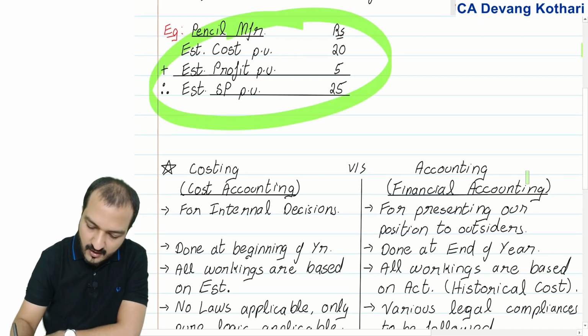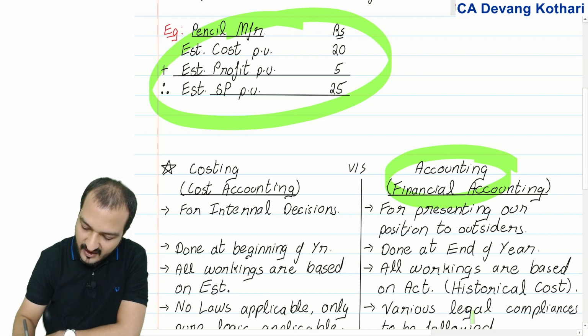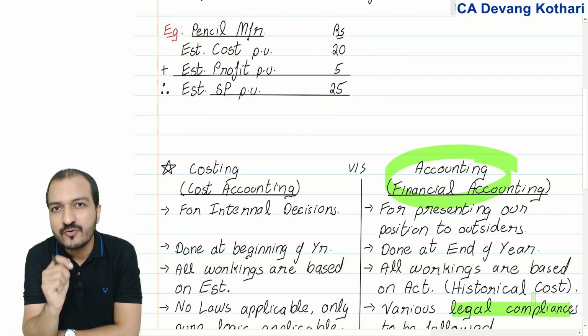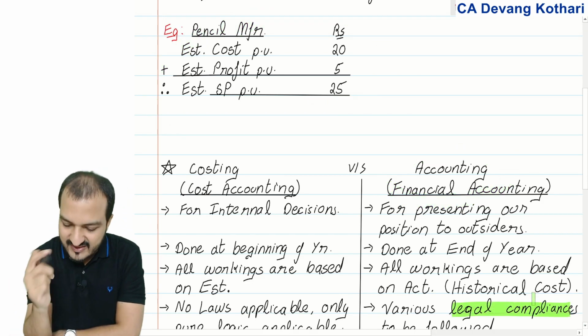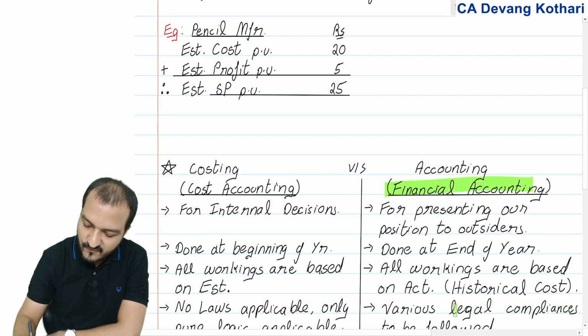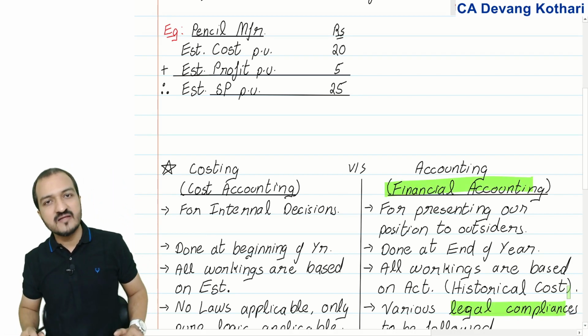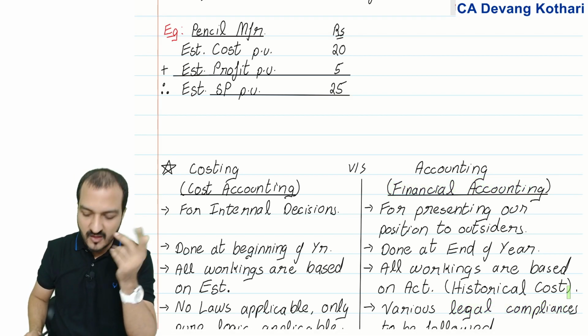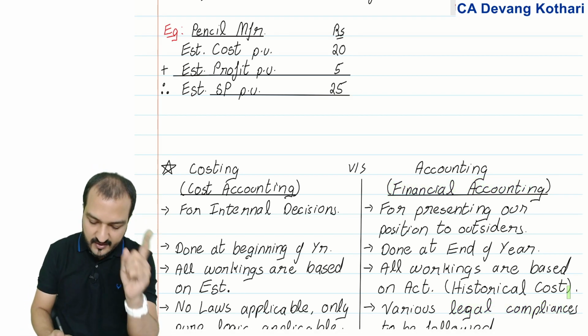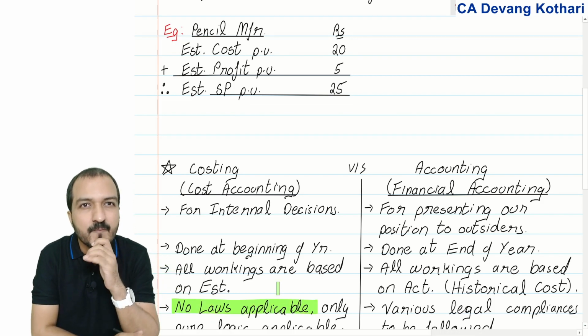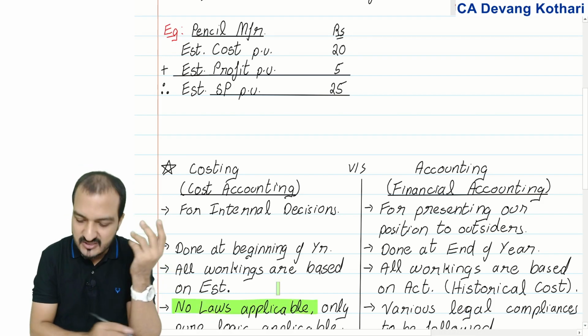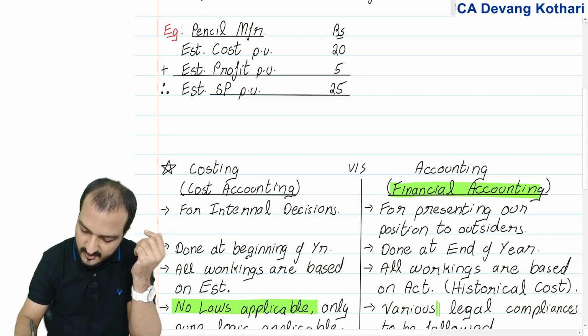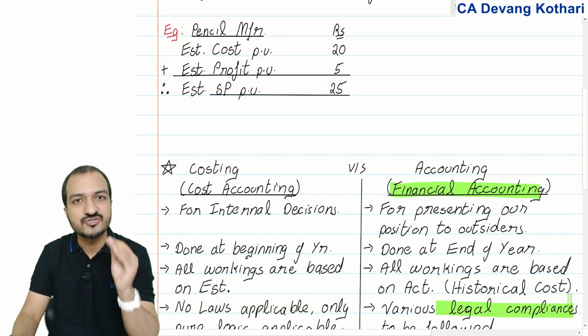Now in accounting, why are there legal compliances to be followed? So now you tell me that for financial accounting, why are there legal compliances to be followed? Why? Reasons. If you tell me the reason for that, then you will understand why no laws are applicable here. Tell me, for financial accounting, why are there legal compliances to be followed?